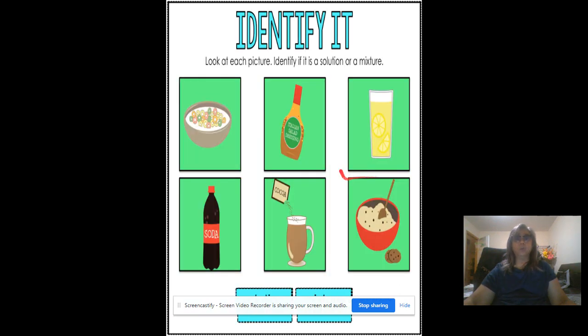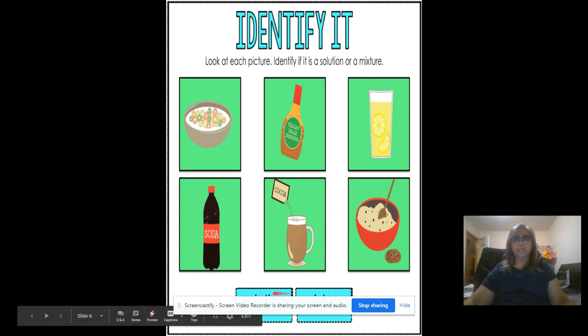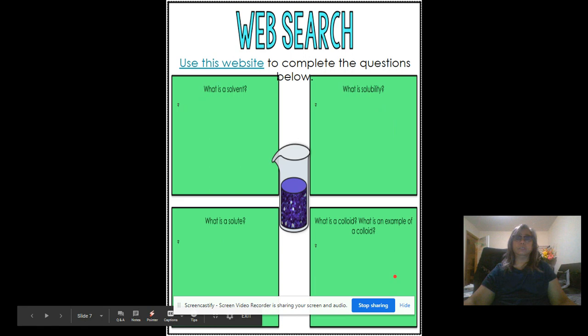Identify it. I want you to look at each picture and identify if it's a solution or a mixture. So again, drag and drop. Web search. You can use this website. You're free to use other websites, of course, to complete the questions below. So what is a solvent? What is solubility? What is a solute? What is a colloid? What is an example of a colloid?